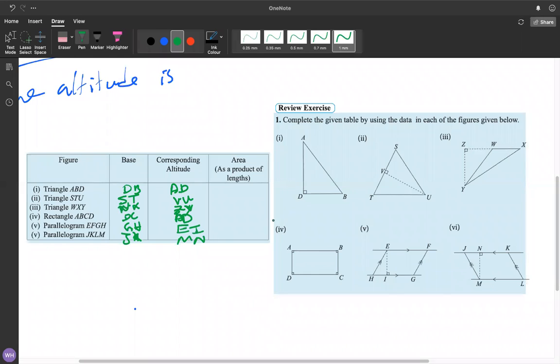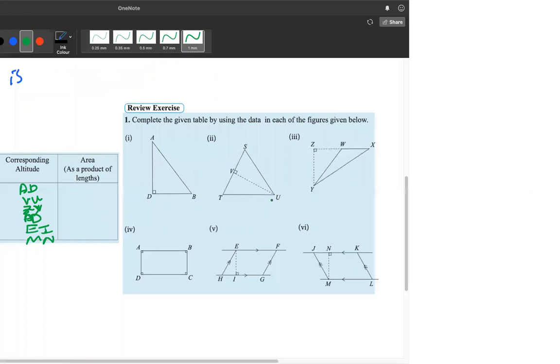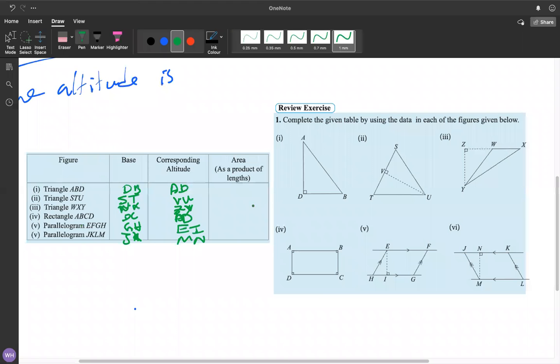Okay, I'm not going to fill the line. Okay, all right, good. That's all. So now write the subtopic: parallelograms and triangles.